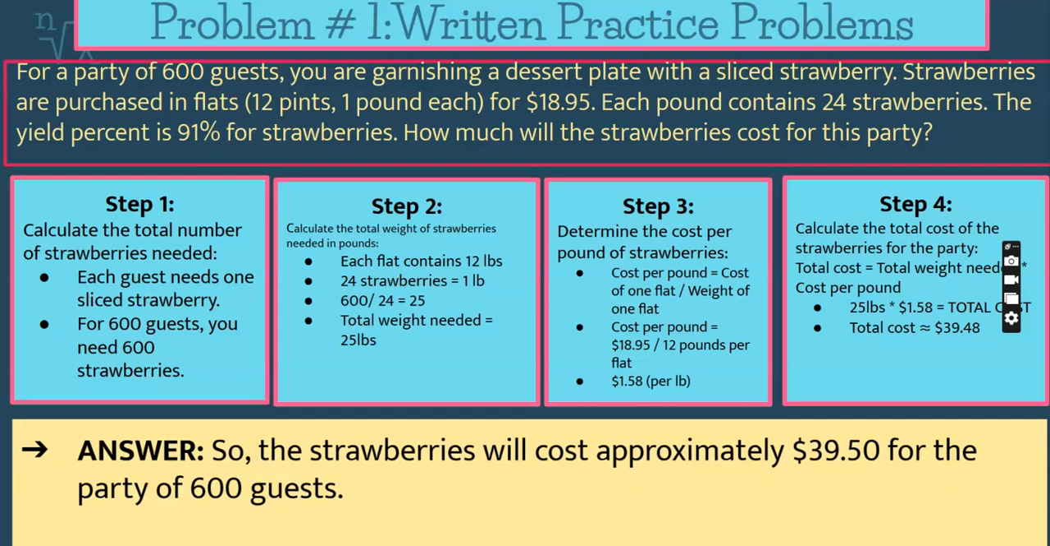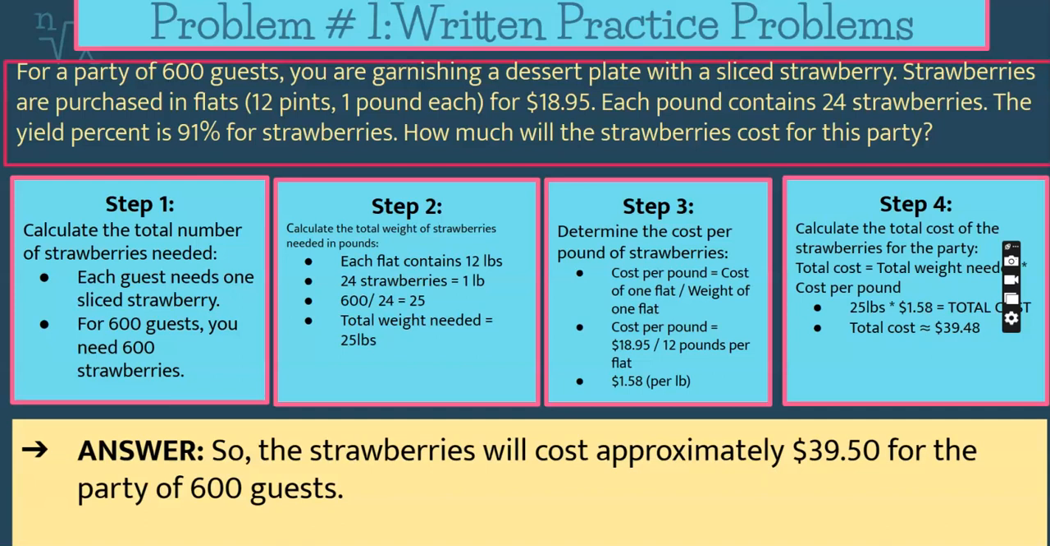First off, you need to determine: do you need to use the yield percent? In this case, you do not, because you need 1 sliced strawberry per plate. You're going to cut off the stem and slice it, and it's a garnish, so you're not accounting for any loss because you just need 1 strawberry. We're not buying them by count, we're buying them by the flat, but we know that 1 pound has 24 strawberries. We're just determining how many pounds we need and how much that's going to cost.